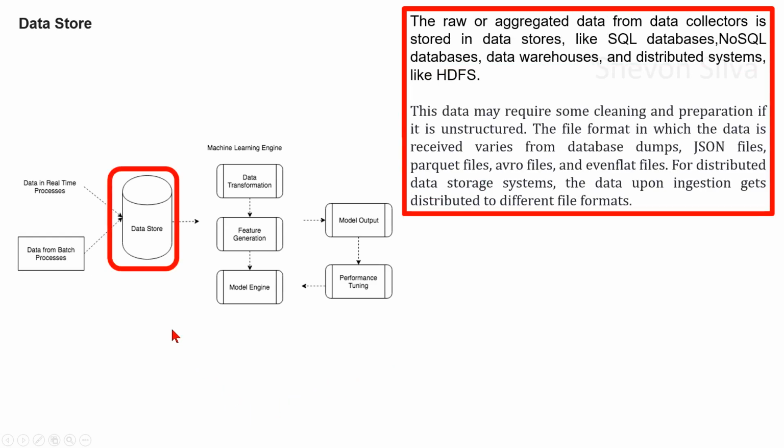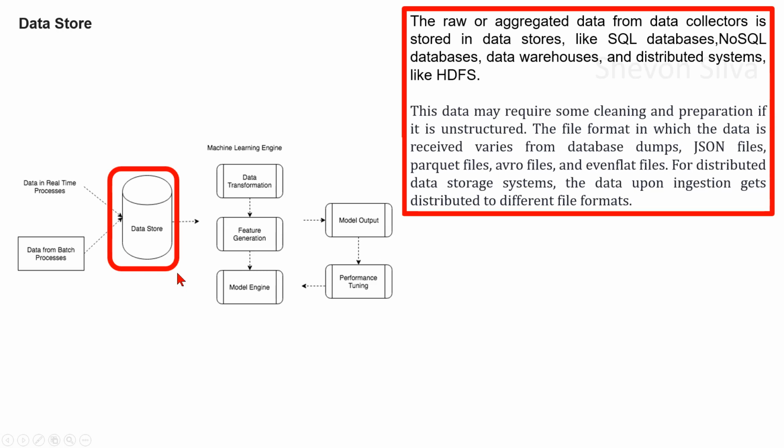Now we are focusing on data store. The raw or aggregated data from data collectors is stored in data stores like SQL databases, NoSQL databases, data warehouses, and distributed systems like HDFS. This data may require some cleaning and preparation if it is unstructured.